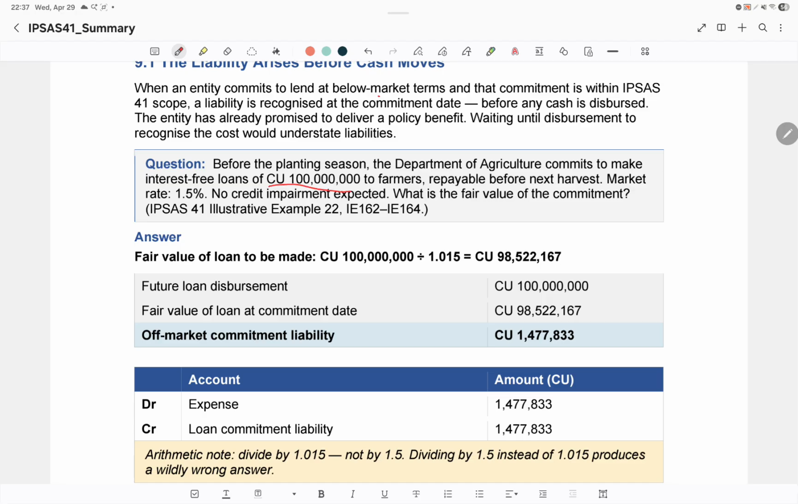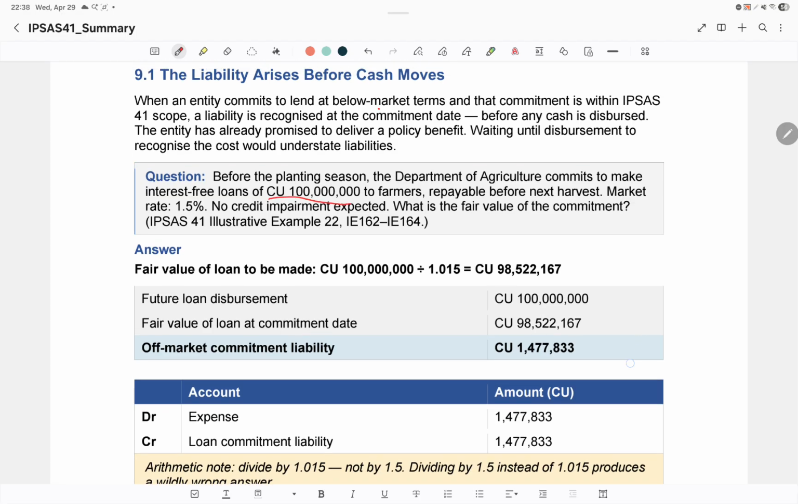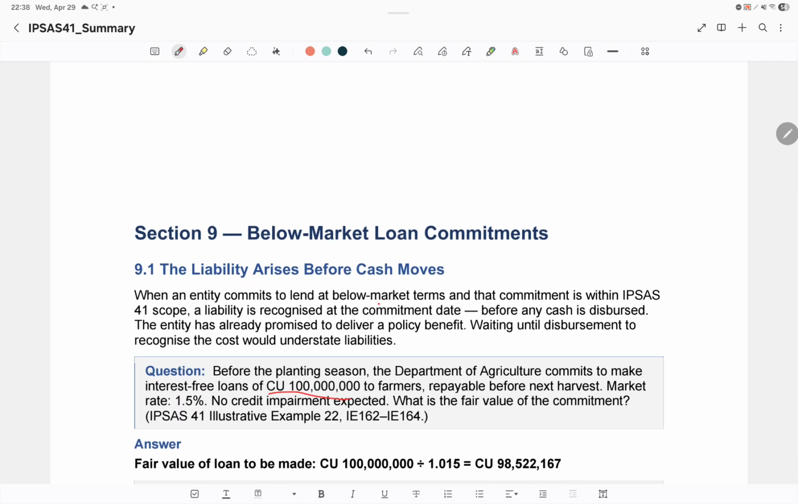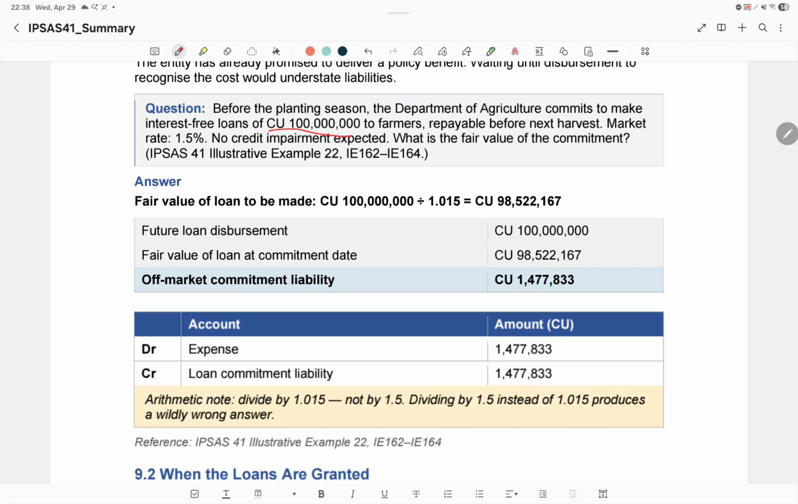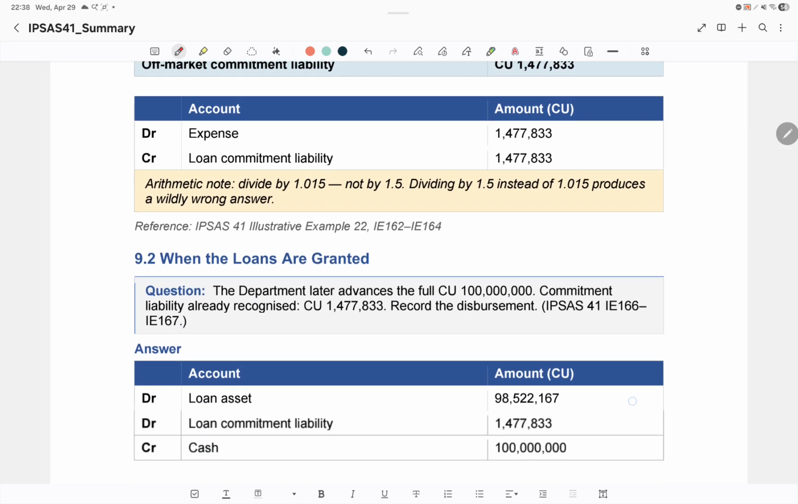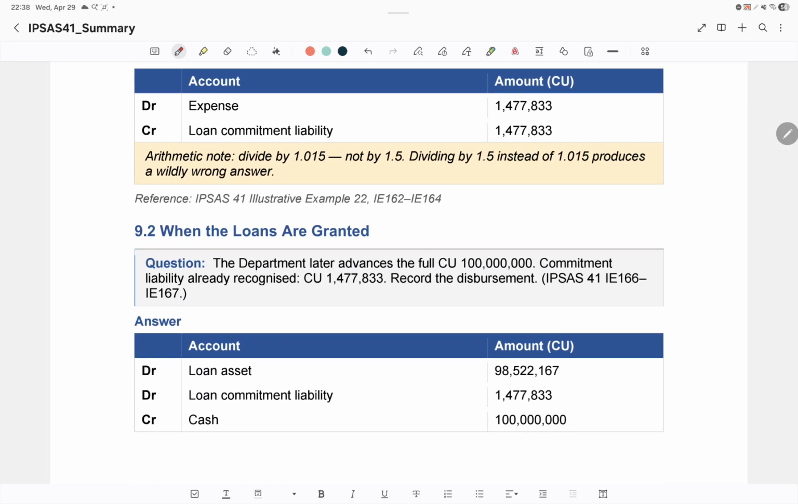So then, using the same logic, what is our answer? When the loans are granted, the department later advances the full currency unit 100 million commitment recognized. Record the disbursement: debit loan assets, debit loan commitment liability, credit cash.